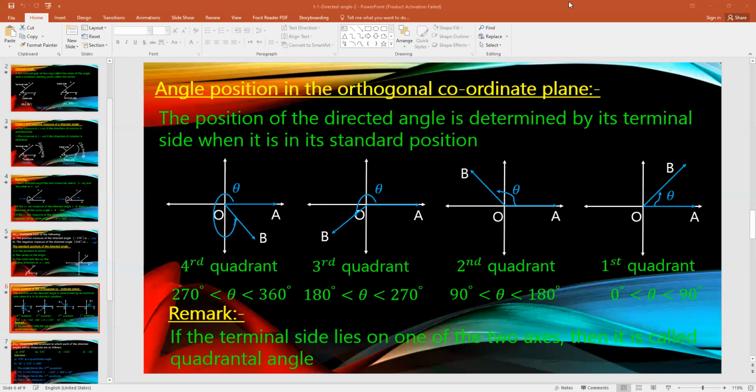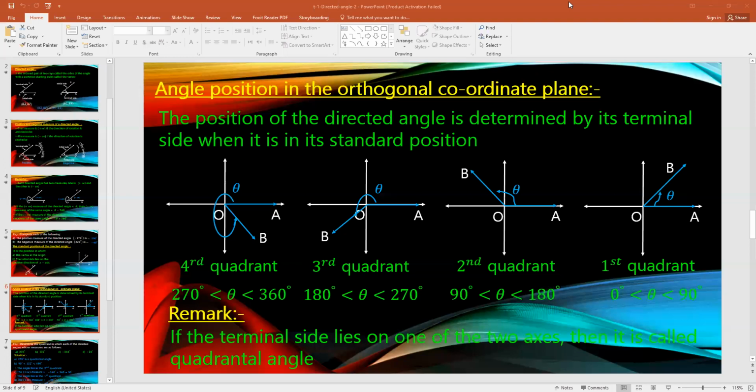What is the meaning of the standard position of the directed angle? A directed angle, I said, is an angle of two rays written as an ordered pair. What is the meaning of standard position? For the standard position, I have two conditions. The first, the vertex is at the origin point, and the second, the initial side lies on the positive direction of the x-axis, like this directed angle.